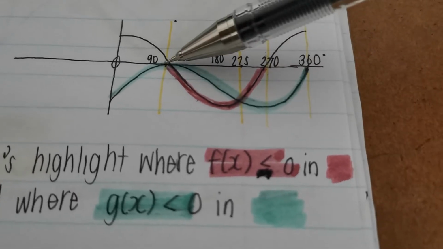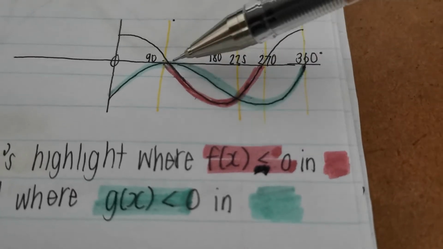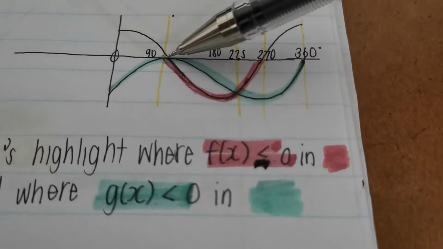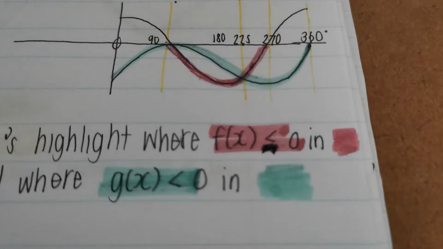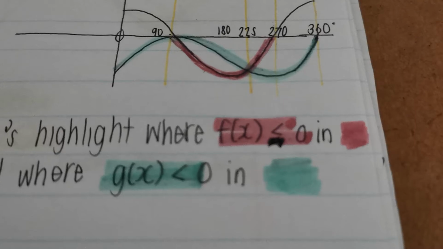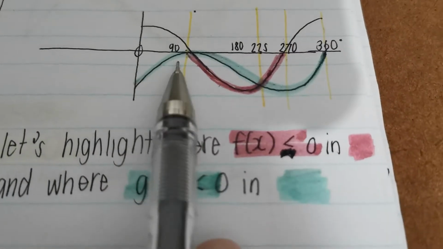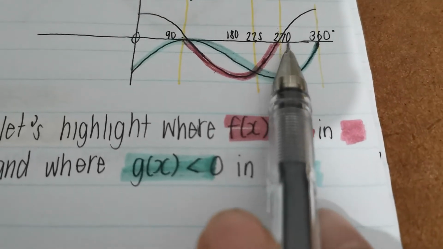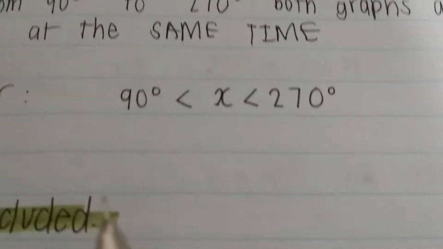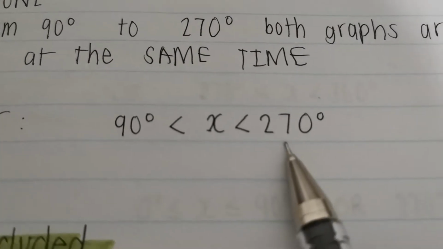I'm going to repeat that. From 90 to 270, can you see my blue graph is colored in? And this graph here is also colored in. I have two colors both intersecting or overlapping with each other. So I just need to write my solution somewhere from 90 to 270, right? And that's over here, 90 degrees to 270 degrees.